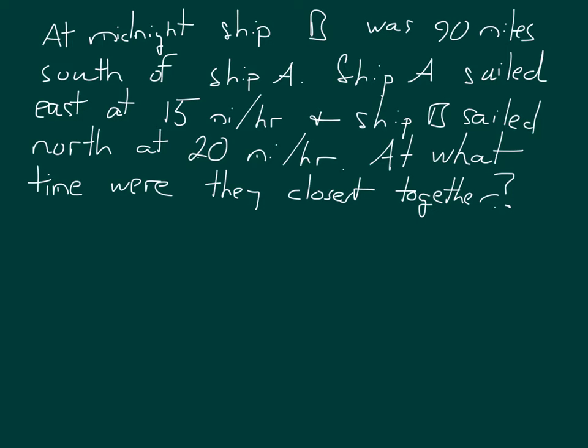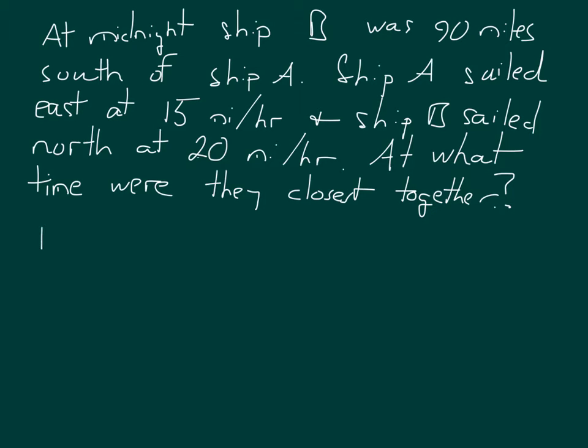So, in fact, this is an optimization problem, and as with all optimization problems, we're supposed to find a maximum or a minimum. In this case, because we're wondering when these two ships were closest together, we're looking for a minimum. Specifically, we're interested in minimizing the distance between ship A and ship B. All right, so let's write that down to begin with.